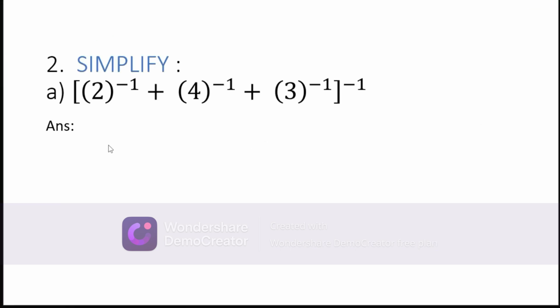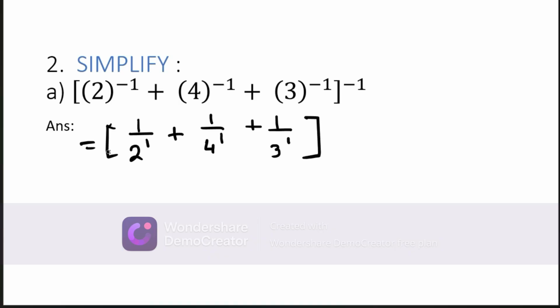Now problem number 2. (2 to the power minus 1 plus 4 to the power minus 1 plus 3 to the power minus 1) whole to the power minus 1. So I write 2 to the power minus 1 as 1 by 2 to the power 1, 4 to the power minus 1 as 1 by 4 to the power 1, and 3 to the power minus 1 as 1 by 3 to the power 1, whole to the power minus 1. So 1 by 2 to the power 1 is 1 by 2, 1 by 4 to the power 1 is 1 by 4, and 1 by 3 to the power 1 is 1 by 3, whole to the power minus 1.